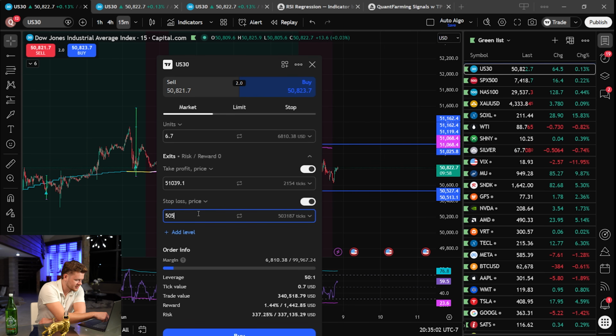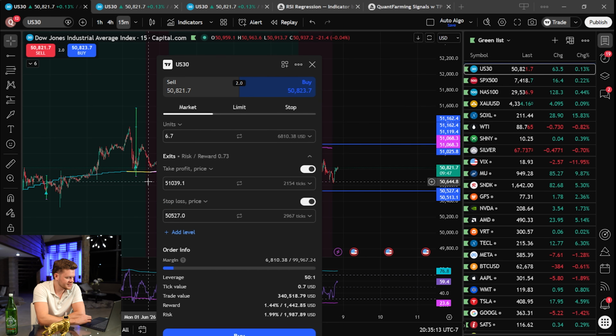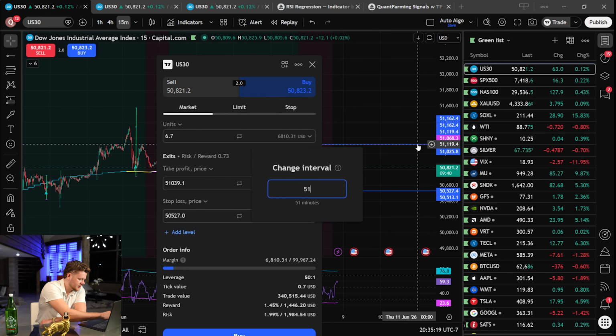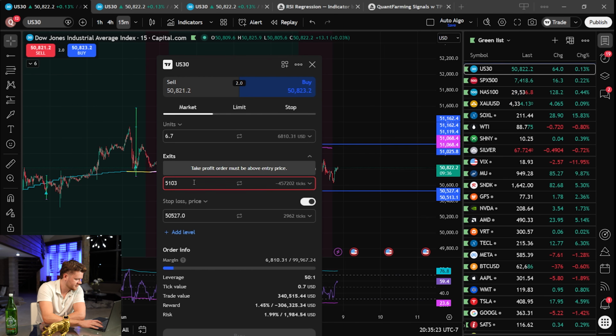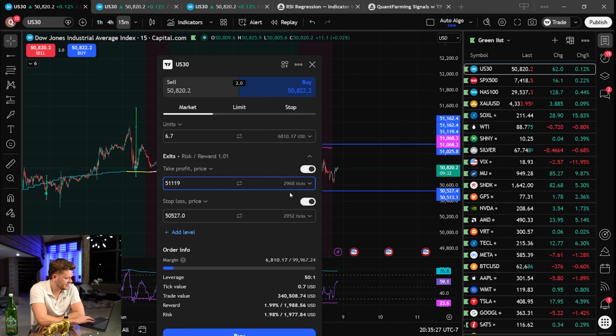So I'll do 50527, okay? And then for my take profit, I'll do the exact same thing, and I'll go ahead and type in 5119. Make sure you don't mess any of those things up. 5119. Boom, done. You can see the ticks right here as well. So another thing that I want to make sure that I can just go ahead and do is change this.